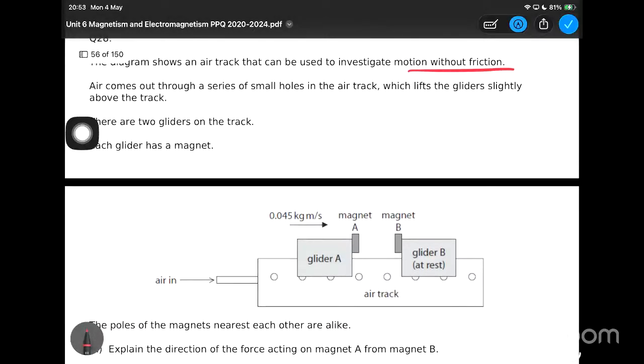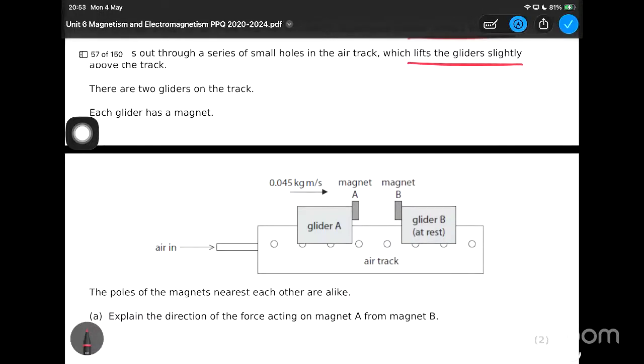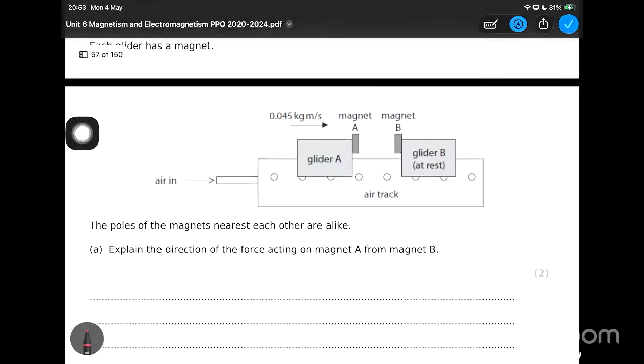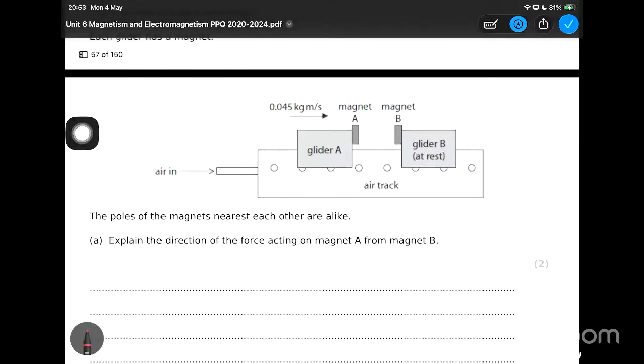Air comes out through this series of small holes in the air track, which lifts the gliders slightly above the air track. There are two gliders on the track. Each glider has a magnet, right? So here, there are some data points given.